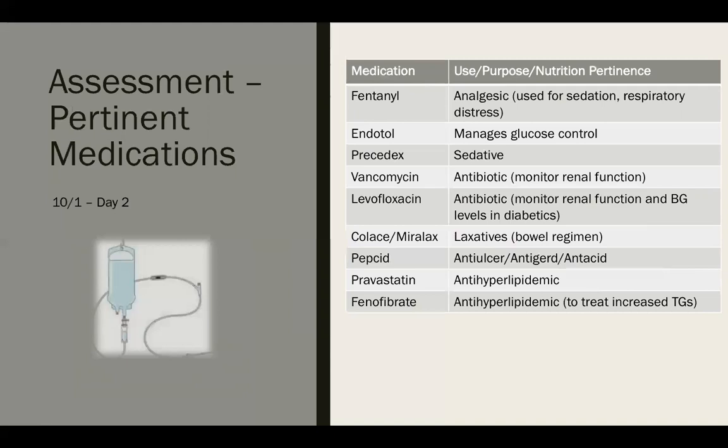The patient is on a bowel regimen, so the patient's taking Colace and Miralax. Patient is receiving Pepcid, pravastatin, which is an anti-hyperlipidemic, and fenofibrate, which is also an anti-hyperlipidemic, and that one's specifically to treat increased triglycerides.